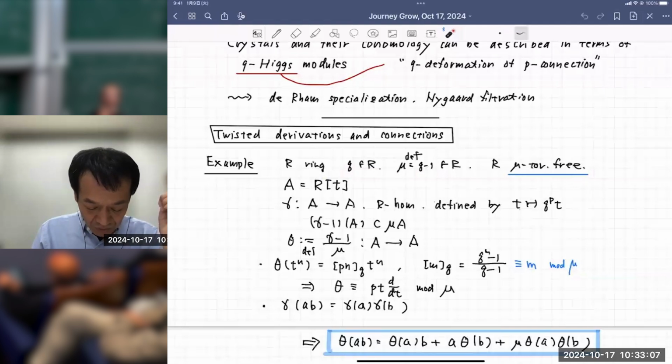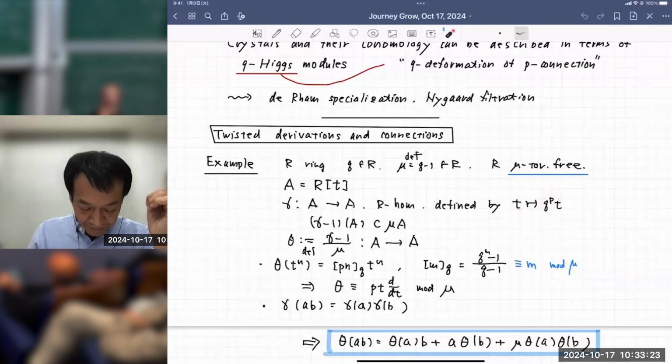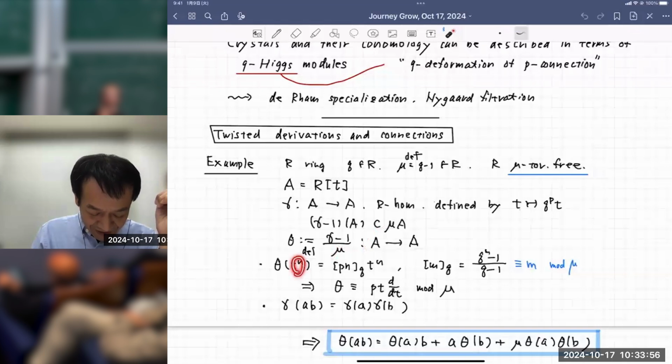Consider the polynomial ring over R, which I denote by A, and consider this endomorphism gamma of A defined by t goes to t times the p-th power of q. Then it is easy to see that the image of A under gamma minus 1 is contained in the ideal generated by mu. Since we assume that R is mu-torsion free, we can divide gamma minus 1 by mu and obtain an endomorphism of A. Then just by definition, you can easily compute the image of the n-th power of t under this operator. The image is the n-th power of t times this q-analog of pn.